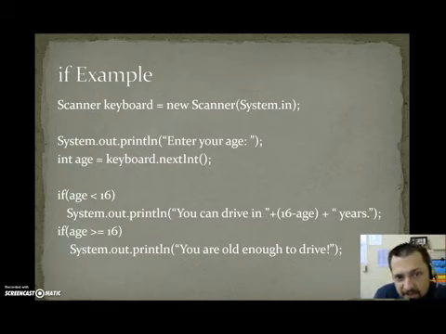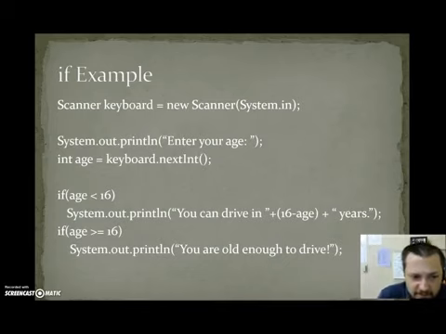Here we have an example that makes a scanner for gathering data from the keyboard. It asks the user for an age, then stores whatever the user types in a variable called age. Then we have two ifs to make a decision on what we should print back to the user. So let's assume the user entered 5. Age less than 16. Is 5 less than 16? Yes. So we would do the line of code in the if, and we would print you can drive in 16 minus age. So 16 minus 5, 11 years. You can drive in 11 years. Then we look at the next if. If age, 5, is bigger than or equal to 16, it is not.